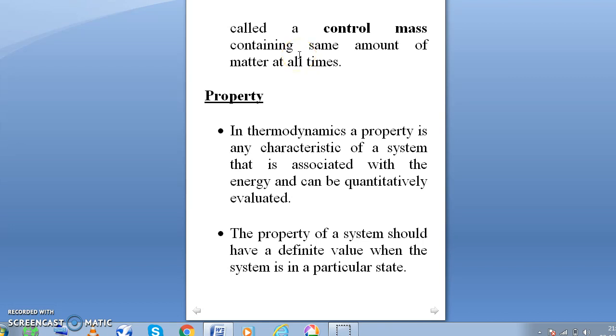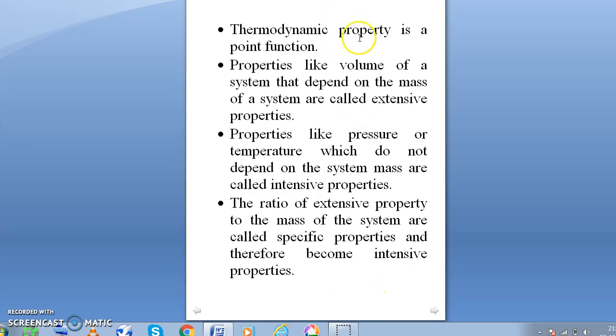Next we have thermodynamic properties. In thermodynamics, a property is any characteristic of a system that is associated with the energy and can be quantitatively evaluated. The property of a system should have a definite value when the system is in a particular state. Thermodynamic property is a point function.